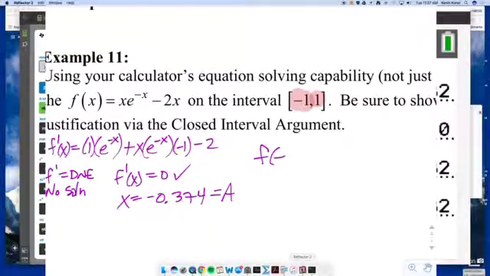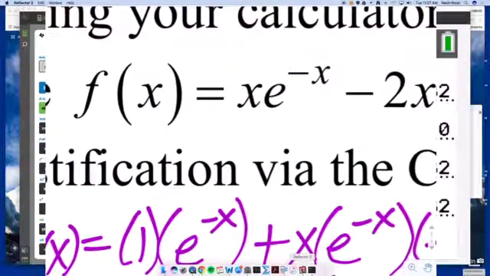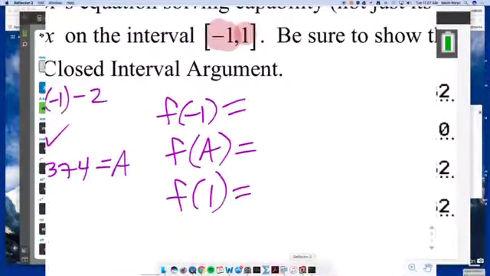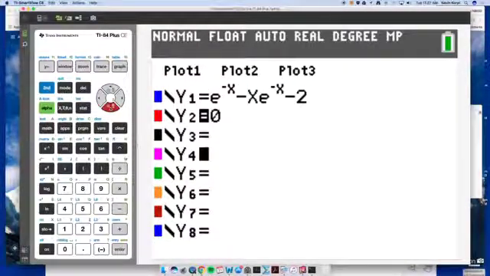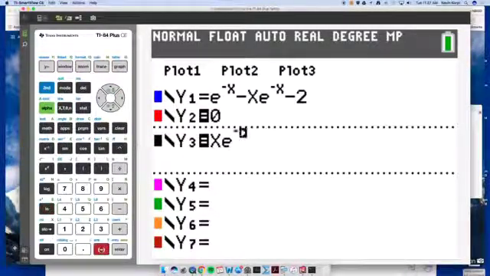We want to figure out what is f of -1, what is f of A, and what is f of +1. Now you could plug those back into the original function, but what I'm going to do is again use my calculator. So now I'm going to go back to y equals. I'm not going to delete that in case I need it again for another part of the problem. I'm just going to go down to y3, and I'm going to type in my original function, x e to the negative x, and then minus 2x. There is the original function.